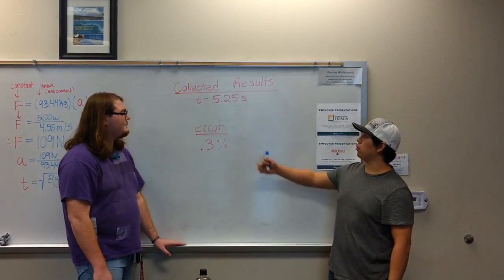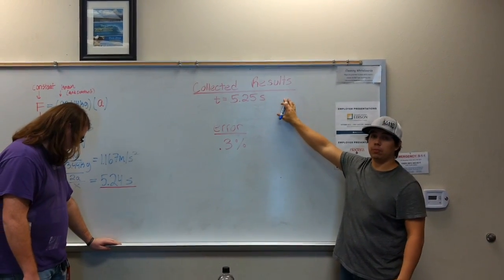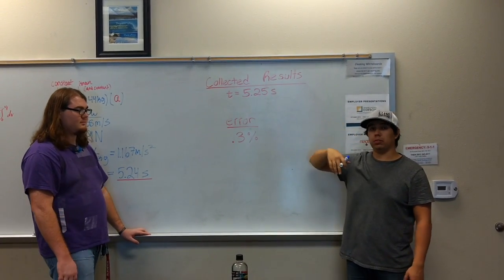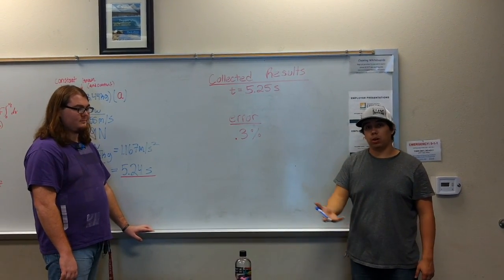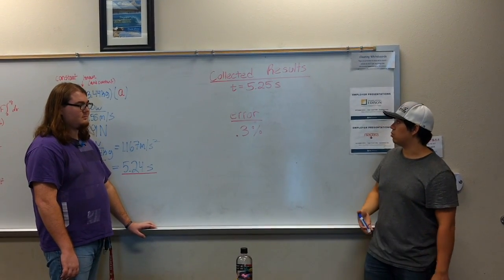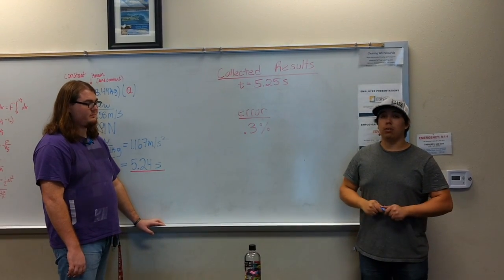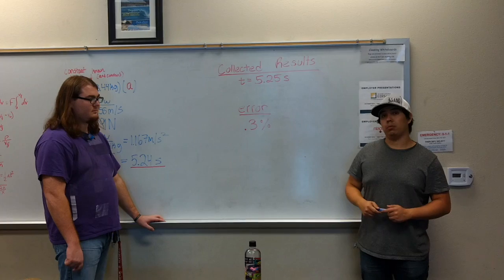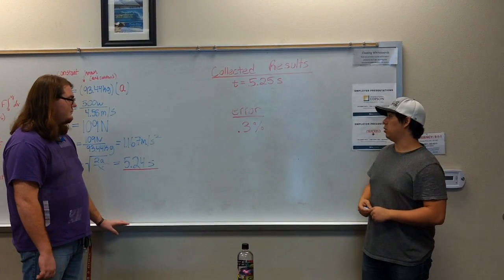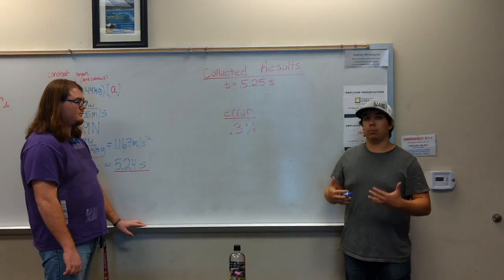As you can see right here from our collected results, this is what we found while doing the experiment itself. Taking the average of 7 runs, our time to travel that distance of 16 meters was 5.25 seconds. Previously we calculated and predicted that the time was going to be 5.24 seconds. So we actually had a very successful run.